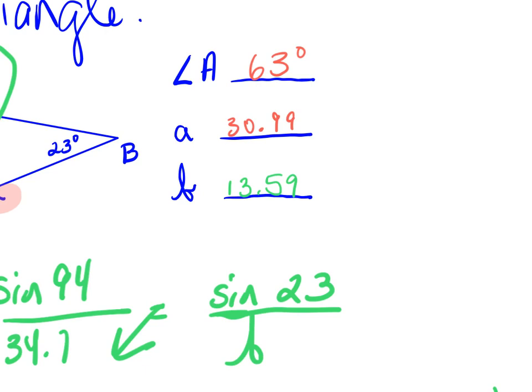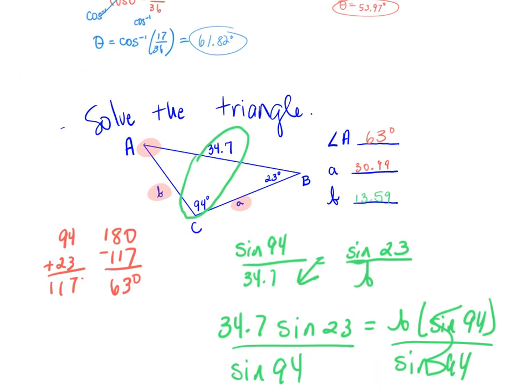Now you can kind of go back and look at your answers and see if they make sense. The largest angle is C, so that should be across from the largest side. The smallest angle is B, so that should be across from the smallest side. So if angle B is 23, the smallest side is 13.59. That's great. Angle A and side A should be in the middle. They should be less than C, but bigger than B, and so should the side length. So that all works out perfectly.